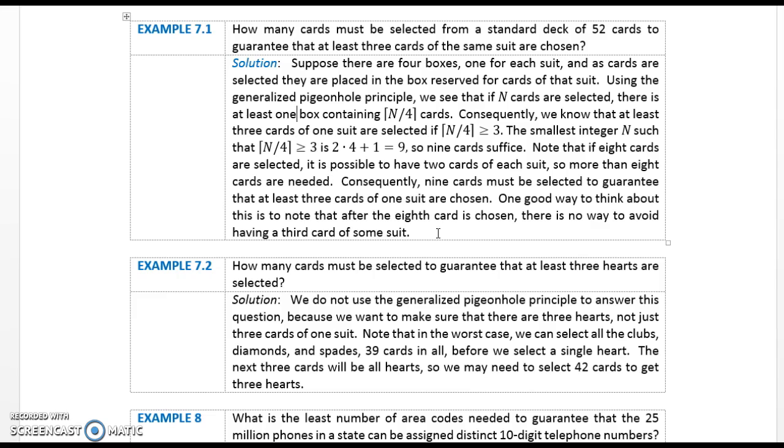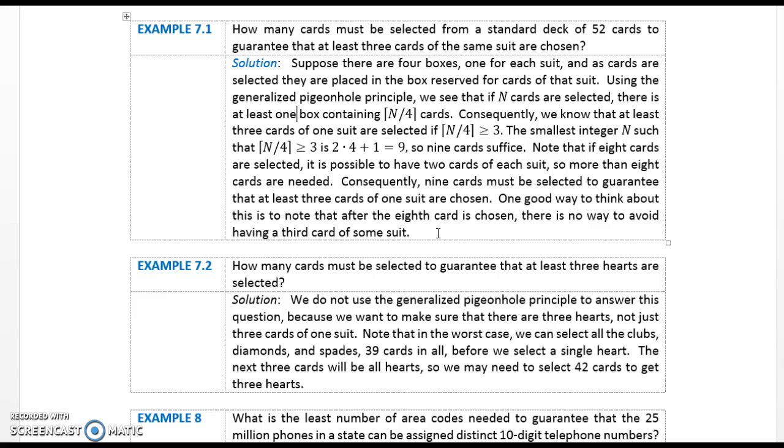Consequently, we know that at least 3 cards of one suit are selected if the ceiling of n divided by 4 is greater than or equal to 3. The smallest integer n such that the ceiling of n divided by 4 is greater than or equal to 3 is 2 times 4 plus 1, which is equal to 9. So 9 cards suffice. Note that if 8 cards are selected, it is possible to have 2 cards of each suit, so no more than 8 cards are needed. Consequently, 9 cards must be selected to guarantee that at least 3 cards of one suit are chosen.